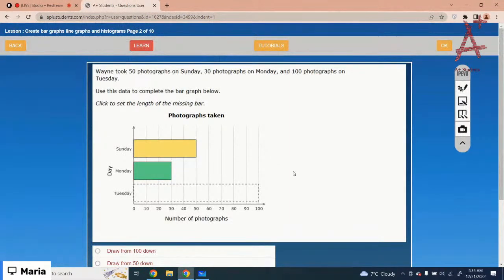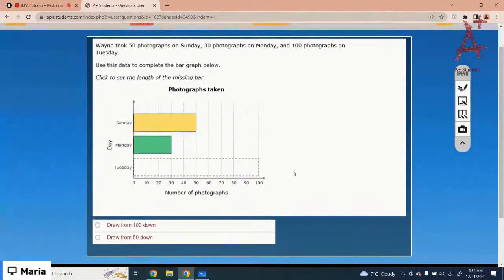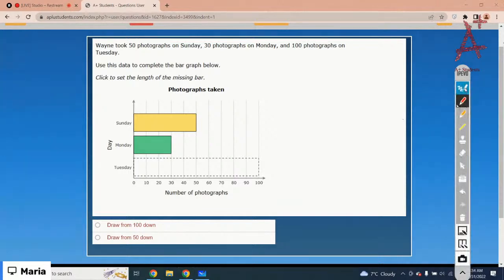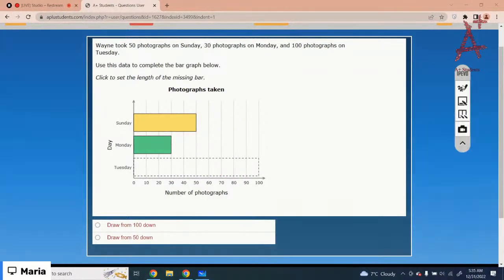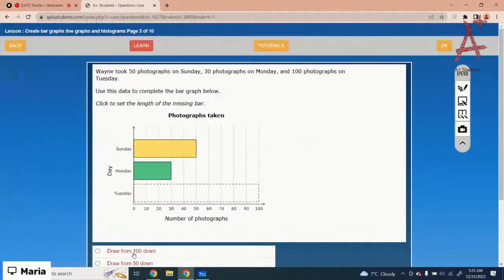Okay. Wayne took 50 photographs on Sunday, 30 photographs on Monday, and 100 photographs on Tuesday. Use this data to complete the bar graph. Click to set the height of the missing bar. So on Tuesday, 100 photographs. So it would be from here to here. That would be the value, so it would be draw from 100 down. So just select the correct option, then click on the option. Number one is the correct option.